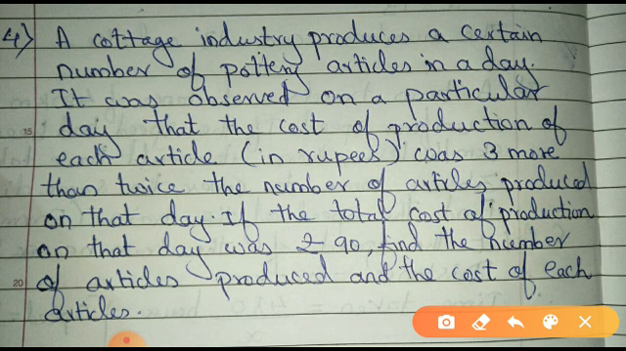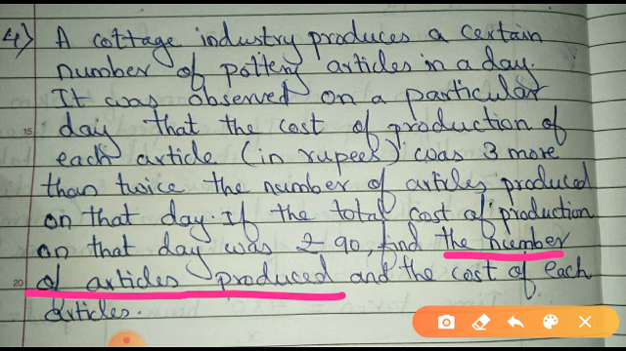Whenever there is a question, you have to just see what is to be found, because that we have to take as x. Now here it is to find the number of articles produced. So I'll be taking x as the number of articles produced.